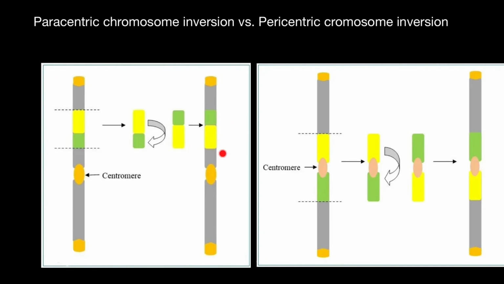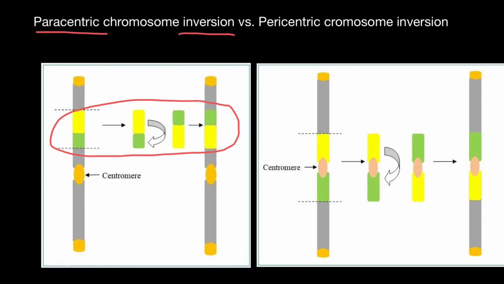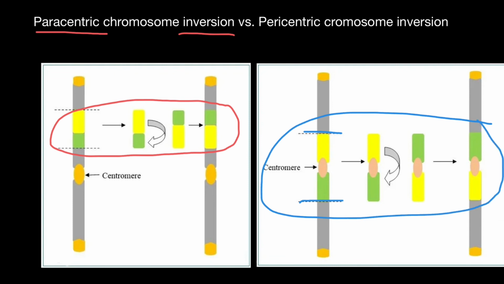In such a large fragment of the chromosome, we expect that there can be tens or hundreds of genes. If such an inversion happens in the same arm of the chromosome, we call this a paracentric inversion. But if the chromosome broke in one arm and also in the other arm, and in the middle we have the centromere, then we call such an inversion a pericentric inversion.